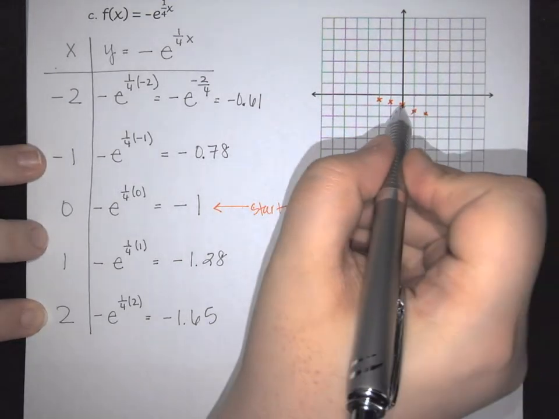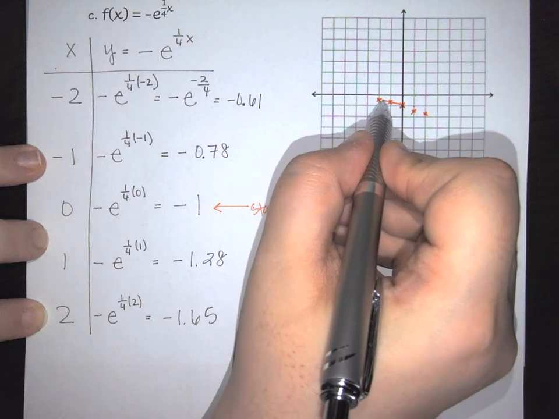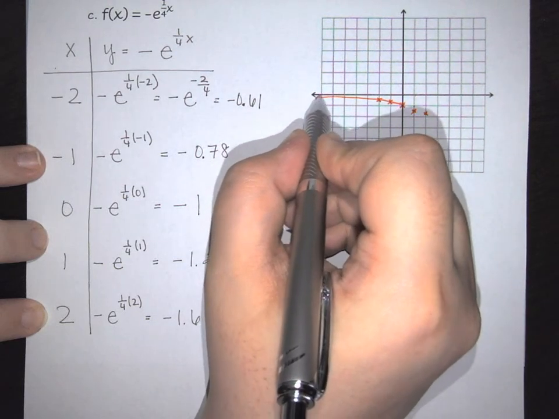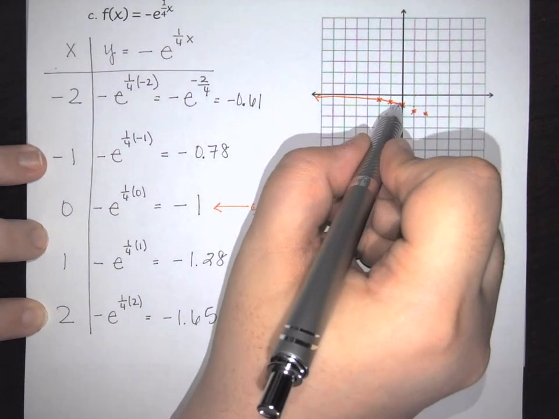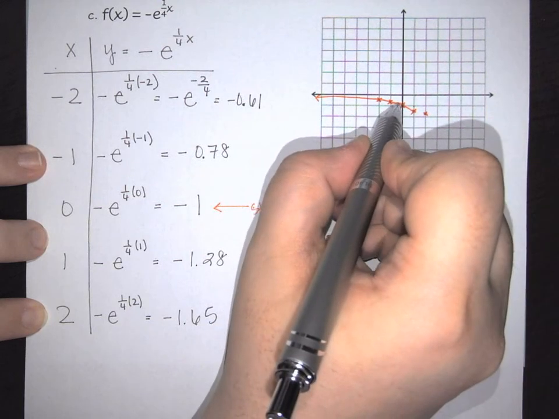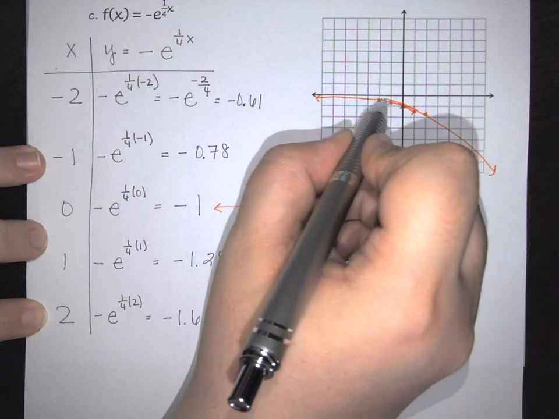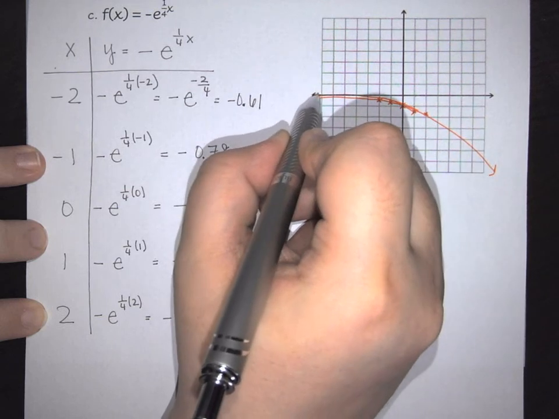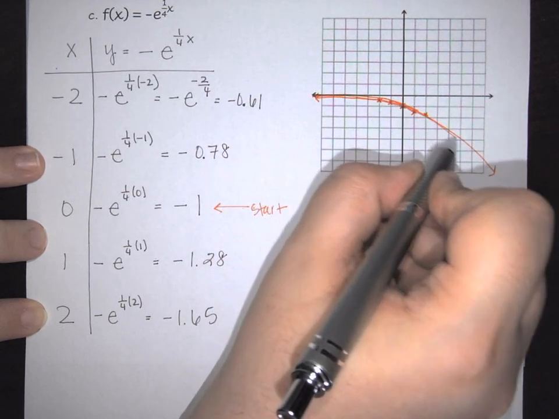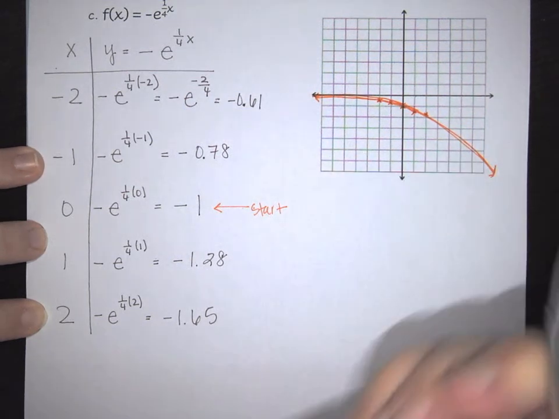And so what you can see is that my graph is approaching this line up here, but it is a very, very wide or long curve. And so this is what we've got, this curve that goes right along here.